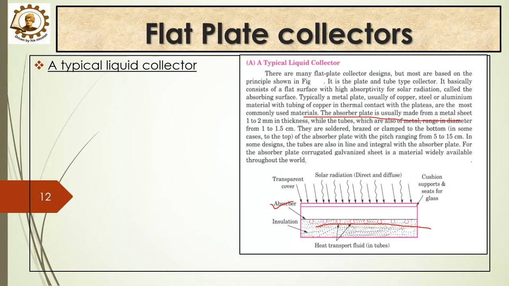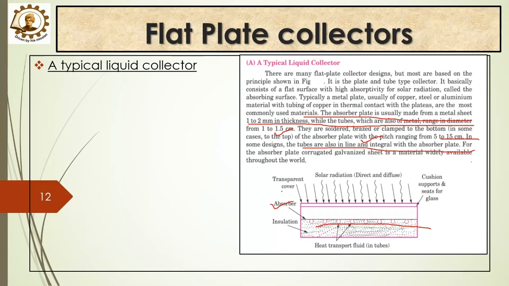The absorber plate is made of a metal sheet 1 to 2 millimeter in thickness, while the tubes, which are also of metal, these are the tubes. They range in diameter from 1 to 1.5 centimeter. And these tubes are basically soldered or brazed or clamped to the bottom, and in some cases to the top also of the absorber plate, with a pitch size ranging from 5 to 15 centimeter. In some designs, the tubes are also lined and integral to the absorber plate.